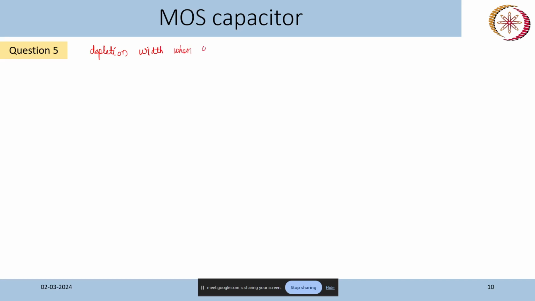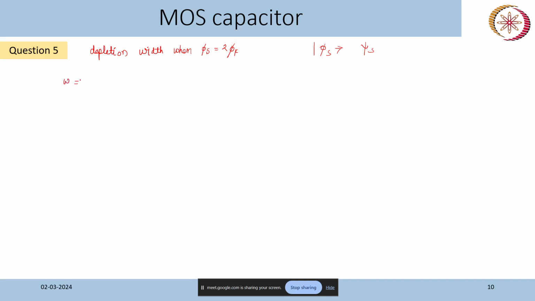Depletion rate when phi s is 2 phi f. Okay, so in the question it is given as phi s. I am more familiar with phi s as work function, and the surface potential is often written as psi s. So don't get confused if you see these terms, because these are essentially the same. Just read whether it is work function or surface potential.